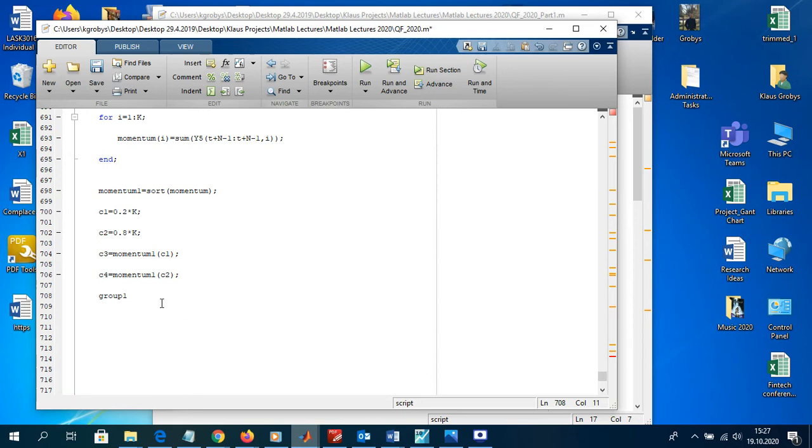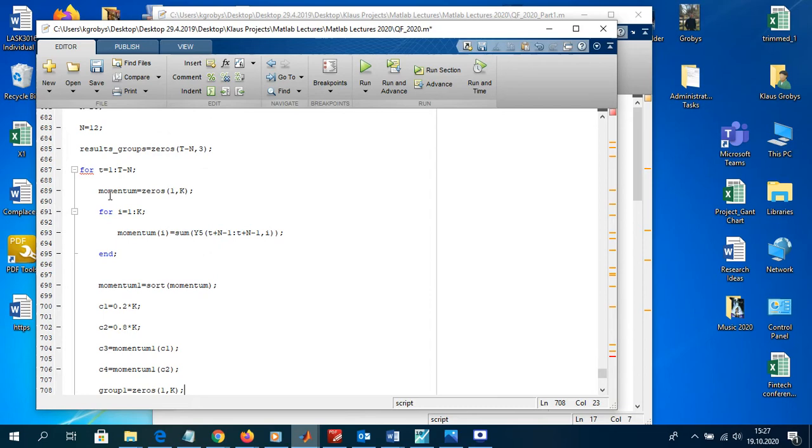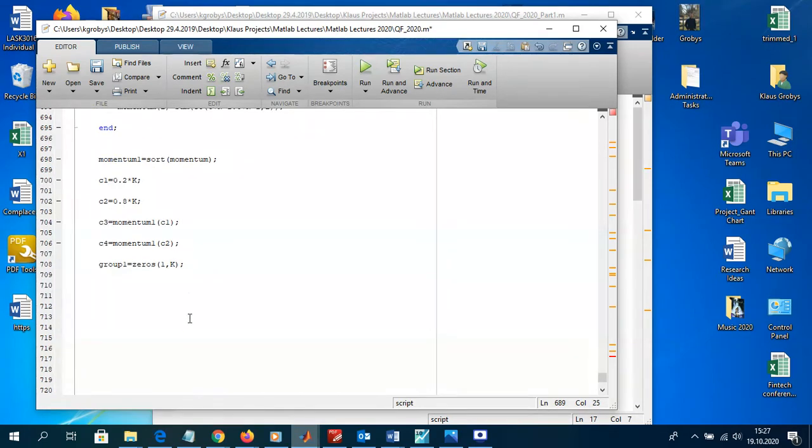So then we say, okay, we need now a vector that shows us where to find the corresponding stocks that are in the first group and in the third group, right? So let's define the stock as group 1. It's equal with zeros, 1 by k, same dimension as our unsorted momentum vector, right? So group 1 is equal to zeros, 1 by k.